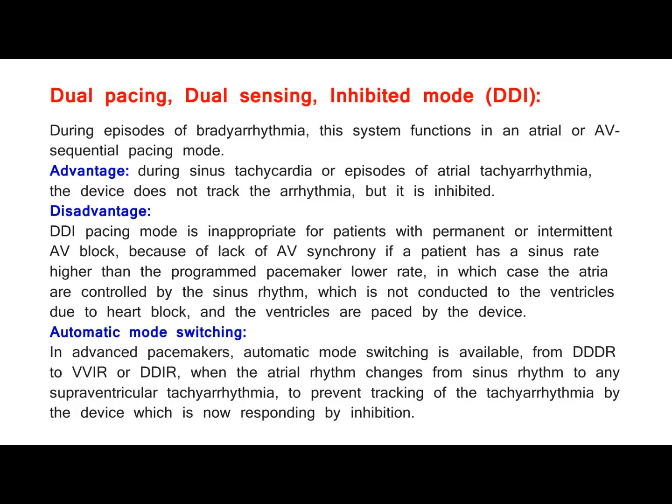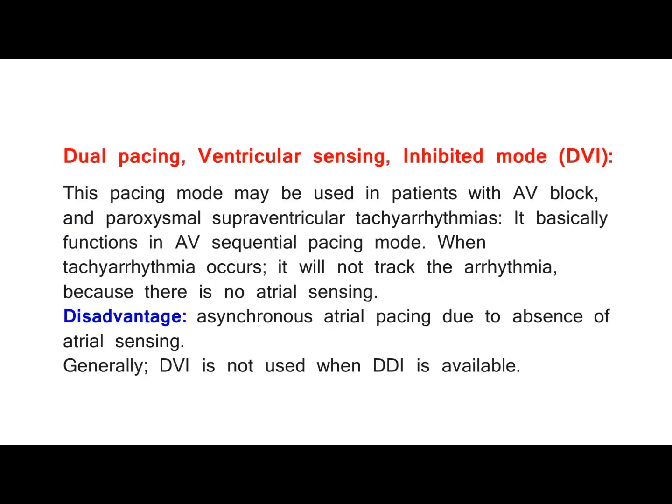In advanced pacemakers, automatic mode switching is available, from DDDR to VVIR or DDIR, when the atrial rhythm changes from sinus rhythm to any supraventricular tachyarrhythmia, to prevent tracking of the tachyarrhythmia by the device, which is now responding by inhibition. Dual pacing, ventricular sensing, inhibited mode, DVI.